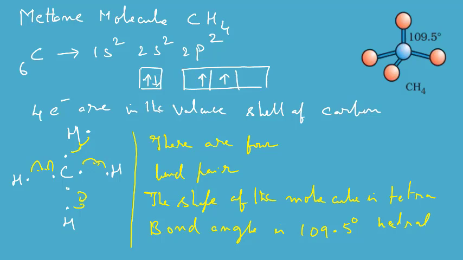So in this way, in VSEPR, valence shell electron pair repulsion theory, if we know the bond pairs and lone pairs, the shape of the molecule can be predicted. Now the water molecule. What is the formula of water? H2O. The central atom is the oxygen atom.